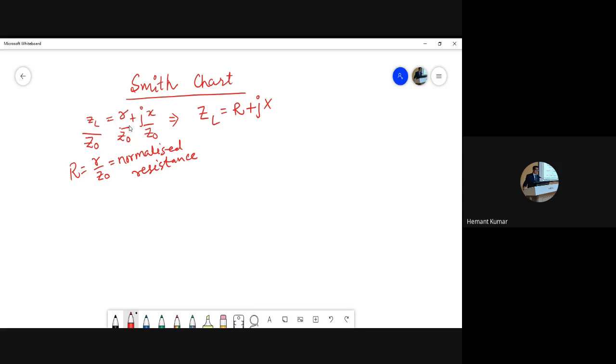Now we will represent this in graphical form. What is gamma? Gamma is equal to (ZL minus Z naught) divided by (ZL plus Z naught), right? ZL is a complex value, we have assumed a complex value. So if it is complex, this gamma will also be complex. If gamma is complex, we can write gamma R and gamma I: this is the real part, this is the imaginary part.